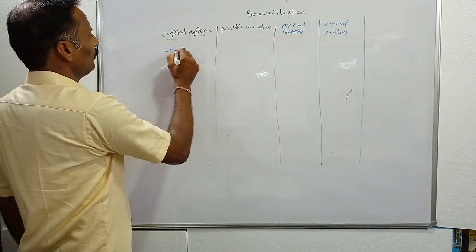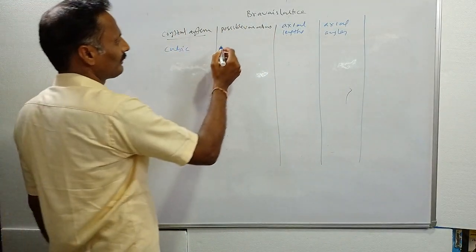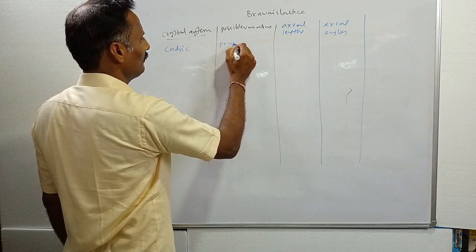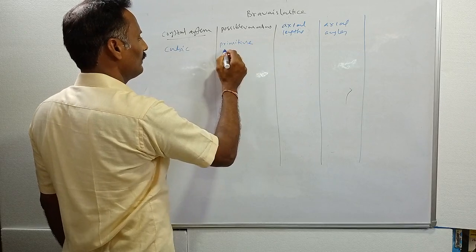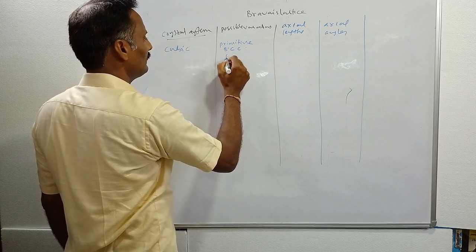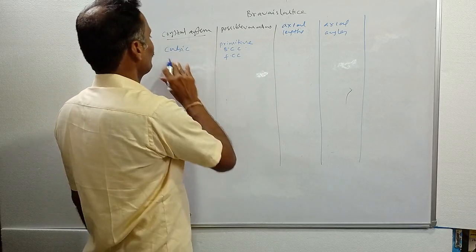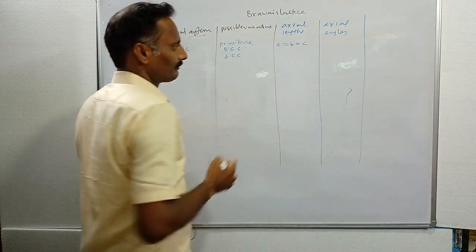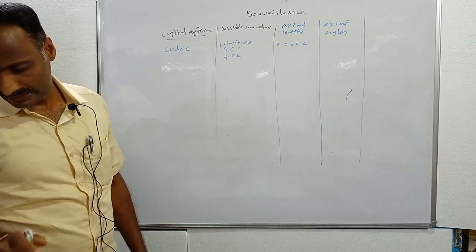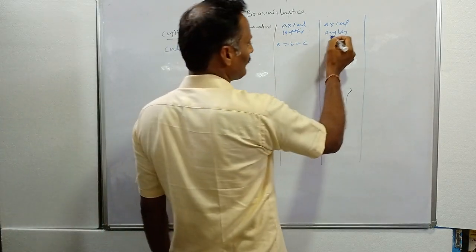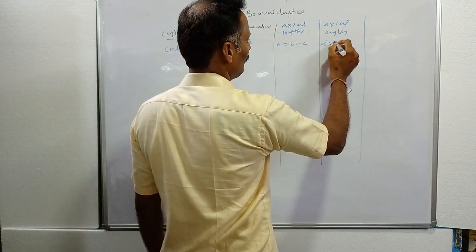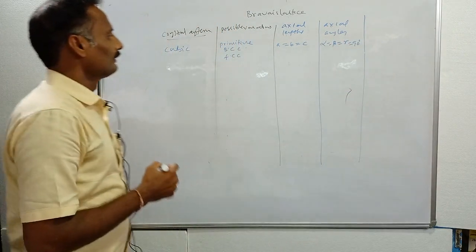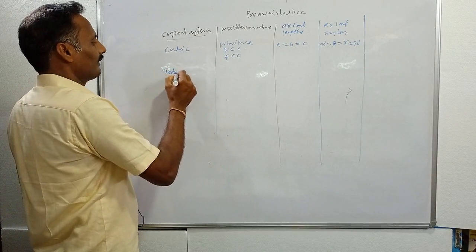First one here is cubic. For cubic, the possible variations are one is primitive, one is BCC, one is FCC. In the cubic system, A equal to B and B equal to C. Edge lengths are equal. And angles of edges are alpha equal to beta equal to gamma equal to 90 degrees.